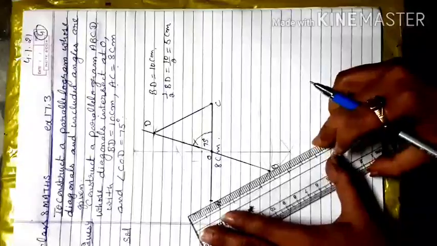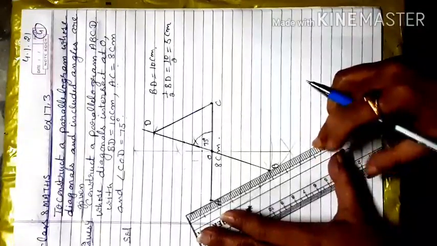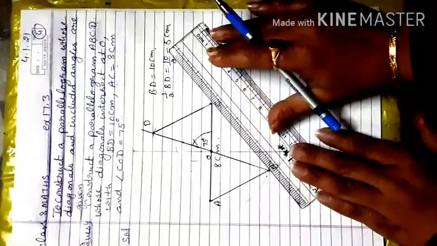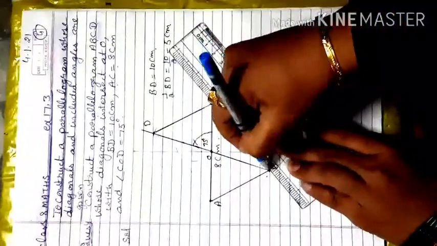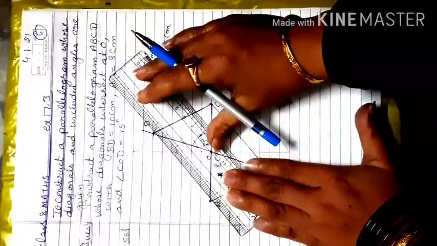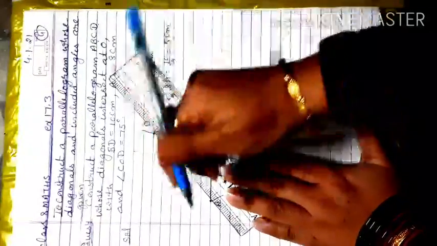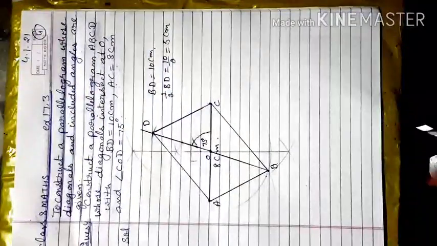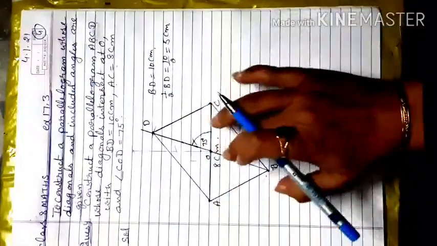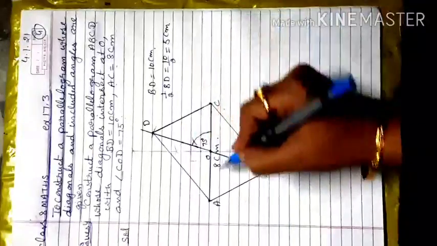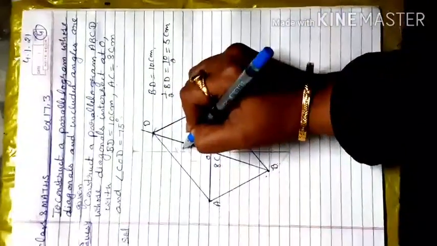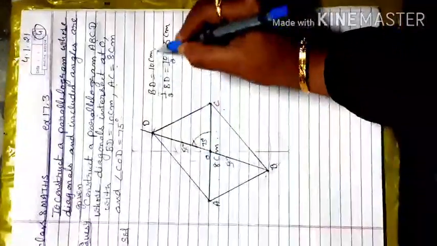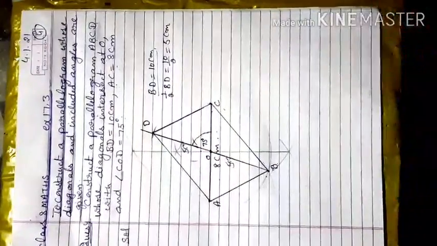Now I join AB, BC and ED. So this will be my required parallelogram ABCD, when only the two diagonals are given. If you look at this, this is 8 centimeter total and this is 5 plus 5 centimeters, giving a total of 10 centimeter. That is the measurement of BD, equal to 10 centimeter.